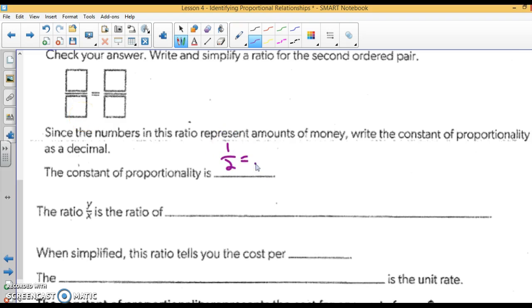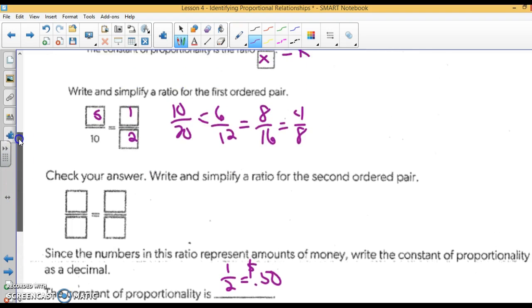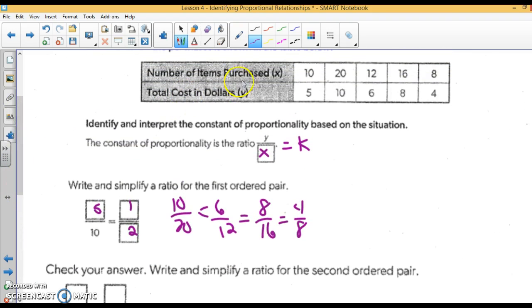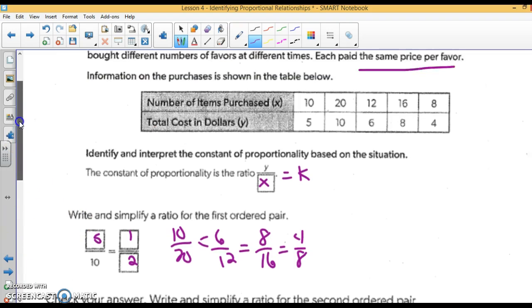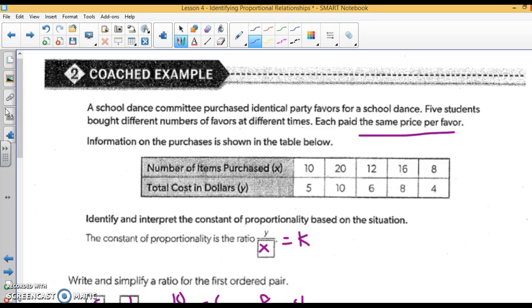If we add that out, it's 0.50, which we're talking about money here. So that's probably better to have it as a decimal. So it's the ratio of x to y is the ratio of cost per item. Look up here on the table. Cost per item. That's the unit rate. That's how much we're paying. So they paid the same price per favor. We could have answered the question right away. Is it proportional? Yes.